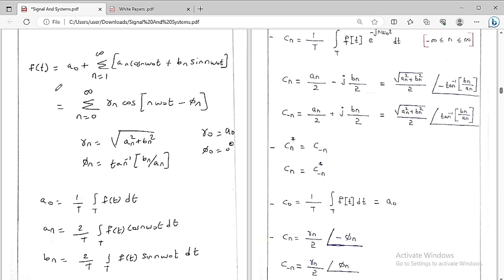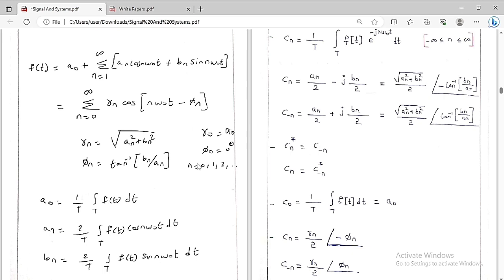So finally f(t) = a0 + sigma n=1 to infinity [an cos(n omega0 t) + bn sin(n omega0 t)]. These are then simplified: sigma n=0 to infinity Rn cos(n omega0 t - phi n), where Rn = square root of (an squared + bn squared), and phi n = tan inverse of (bn by an), where the n value is now from 0. So the n value is from 0 to infinity.